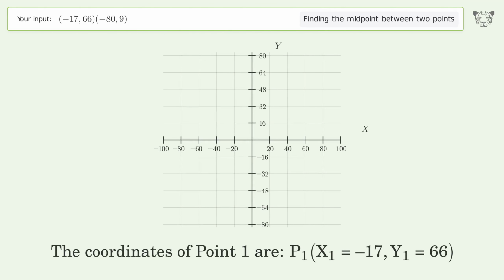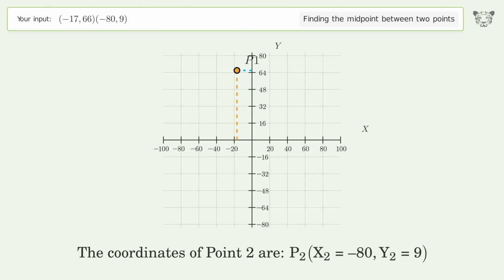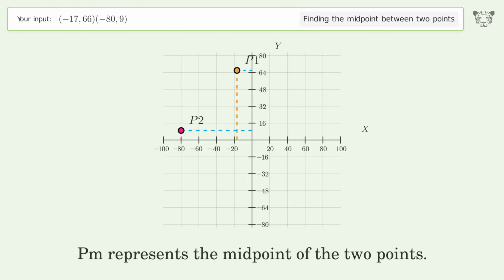The coordinates of point 1 are x1 equals negative 17, y1 equals 66. The coordinates of point 2 are x2 equals negative 80, y2 equals 9. PM represents the midpoint of the 2 points.